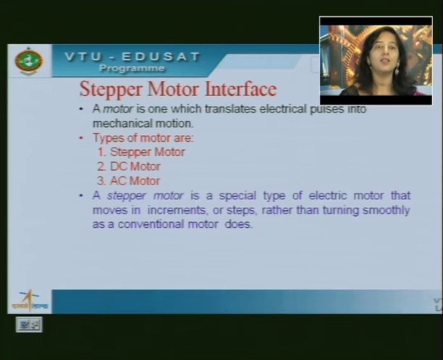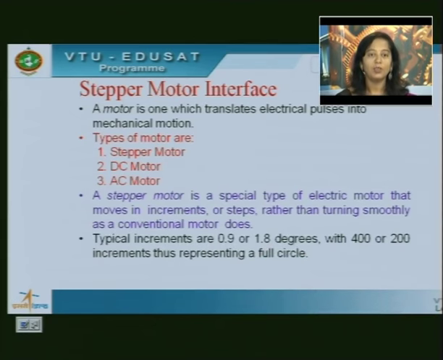A stepper motor is a special type of electric motor which moves in increments or steps or angles rather than turning smoothly as conventional motors do. Typical increments or angles are 0.9 degrees, 1.8 degrees, 3.6 degrees, and so on.